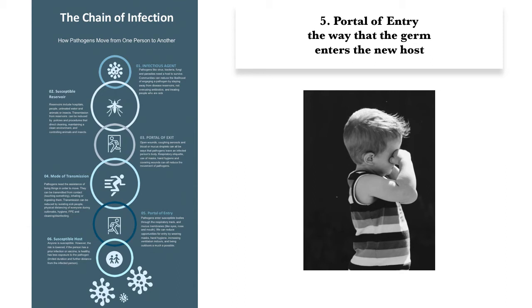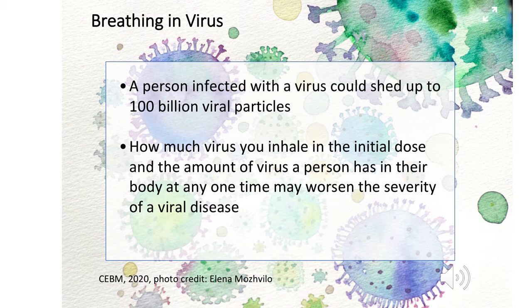So we talked about the infectious agent in the chain of infection. We talked about the susceptible reservoir and the portal of exit and the mode of transmission. So now we need to think about, how does the portal of entry play in this, and how can we interfere with that? So the portal of entry would be, now that that virus is out there, how does it physically get into the non-infected person's body? Well, normally it's about breathing it in.